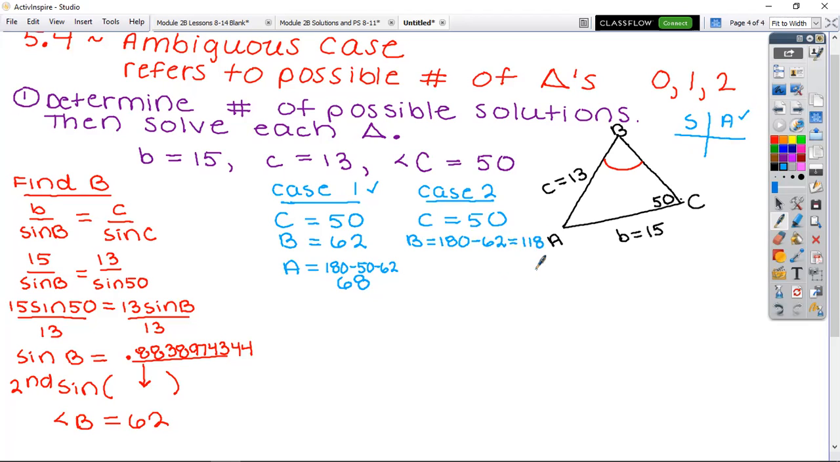Okay. So far, is this one okay? Do we have enough left over for angle A? We do. So angle A, I'm going to grab the calculator and go 180 minus 118 minus 50, which means angle A is 12 degrees. So we have two triangles possible here, and we're going to have to finish it. So two triangles possible. There's quadrant 1 and quadrant 2.